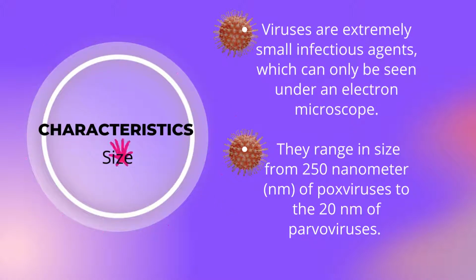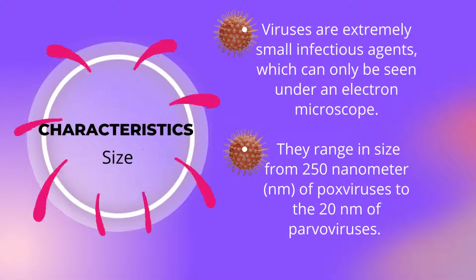Now we are moving to the next portion, that is characteristics. The first characteristic is size. Viruses are extremely small. They are infectious agents that can cause disease, and that disease can spread from one person to another, and they can only be seen under an electron microscope. Their size is 250 nanometer to 20 nanometer. 250 nanometer is in pox virus and 20 nanometer in parvovirus. This is also an MCQ.